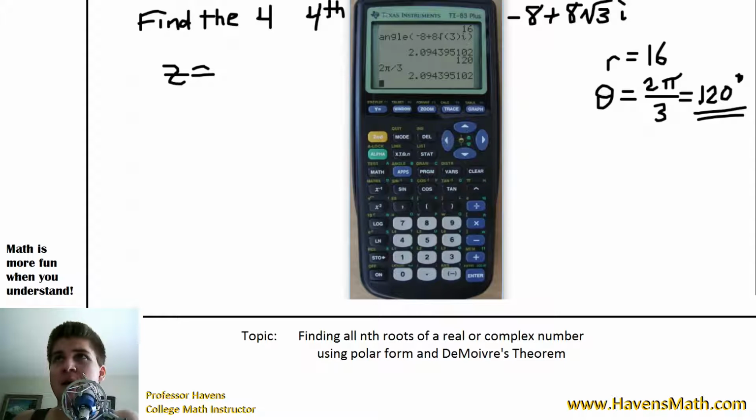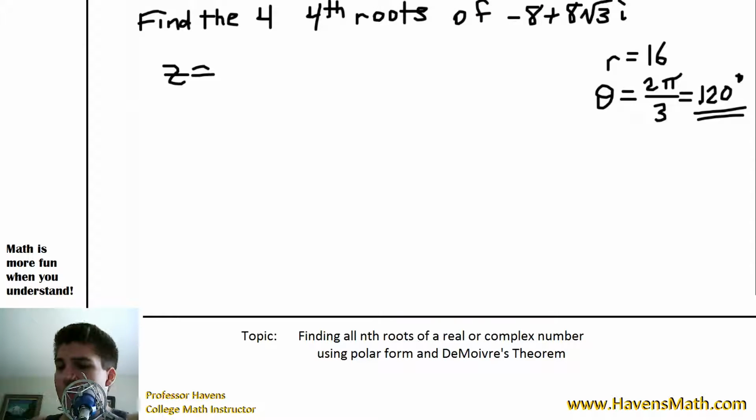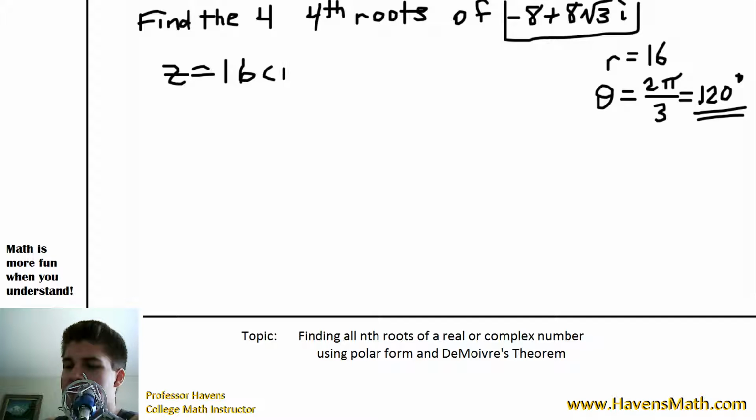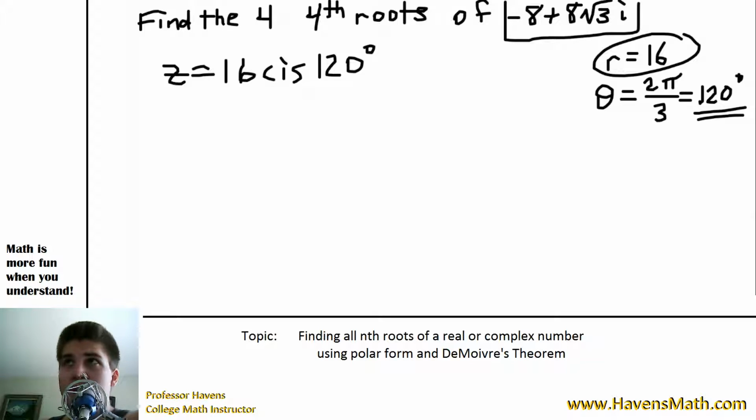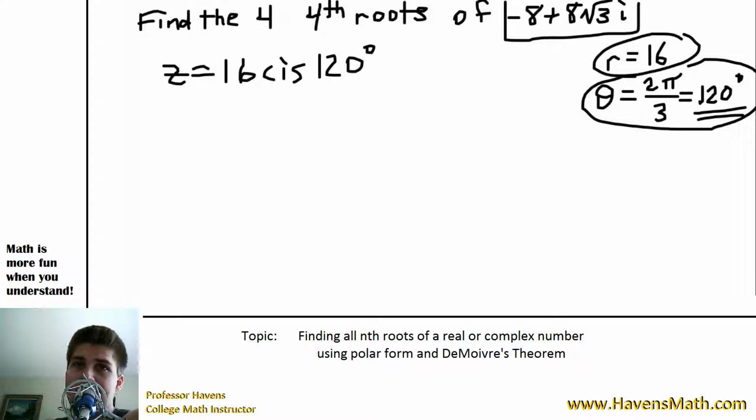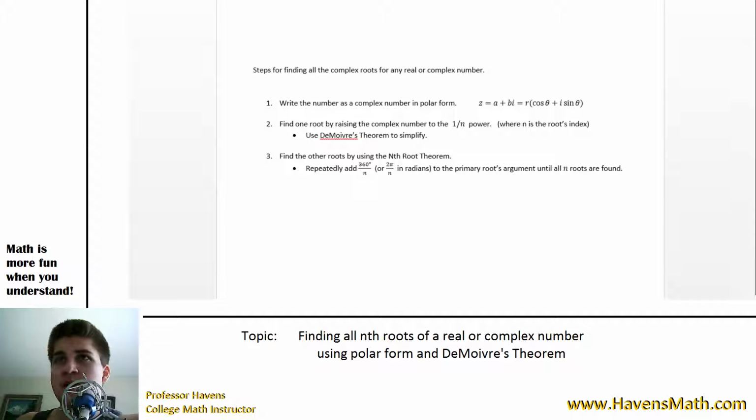So anyways, back to the problem. We're trying to find the fourth roots of negative 8 plus 8 root 3i. We rewrite it in polar form, so simply that's 16 cis 120. We found those values using the two functions: abs, the absolute value, to find 16, and angle to find theta, the argument of the polar number. Now that we have it in polar form, what we do next is take the nth root of it, or raise it to the 1 over n power.